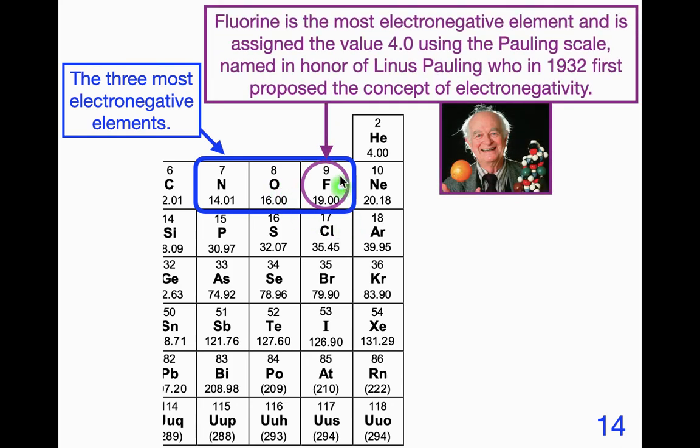Fluorine is the most electronegative element and is assigned the value of 4.0 using the Pauling scale, named in honor of Linus Pauling, who in 1932 first proposed the concept of electronegativity. He was just a really wonderful, charming guy. He died about 25 years ago, I think. Won the Nobel Prize twice, and he's an Oregonian. Here is a picture of him.